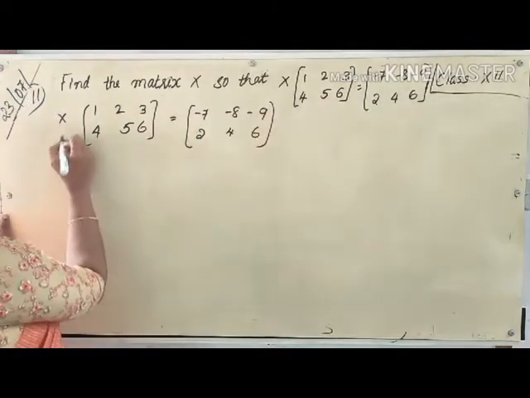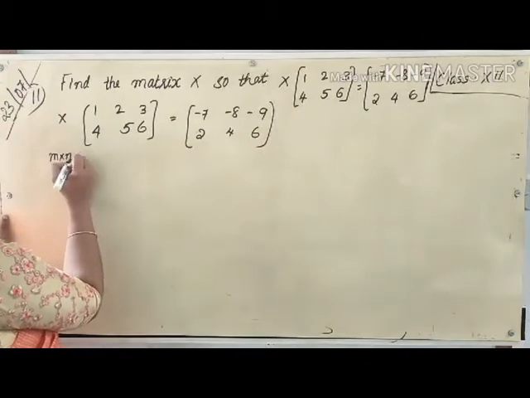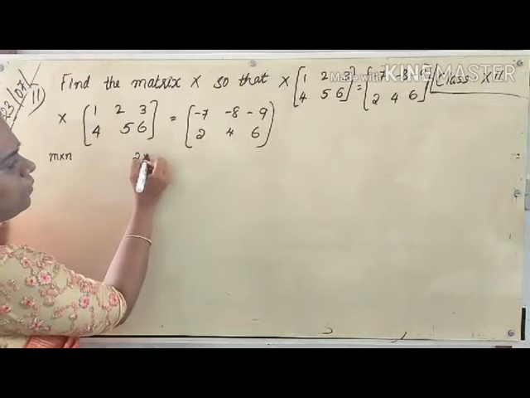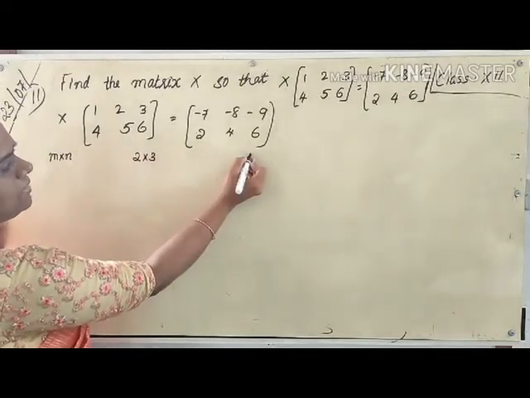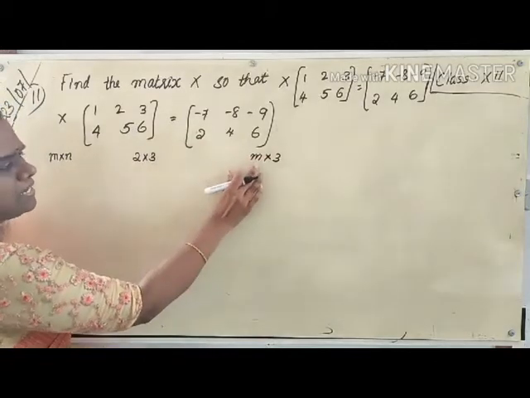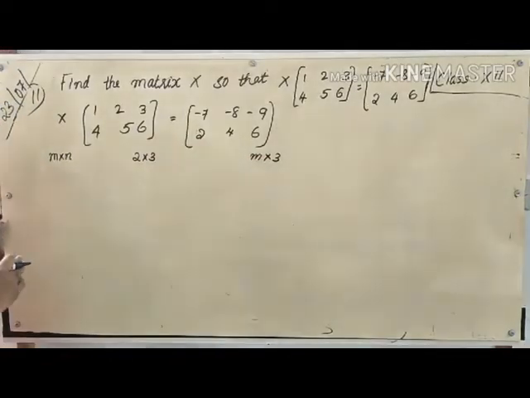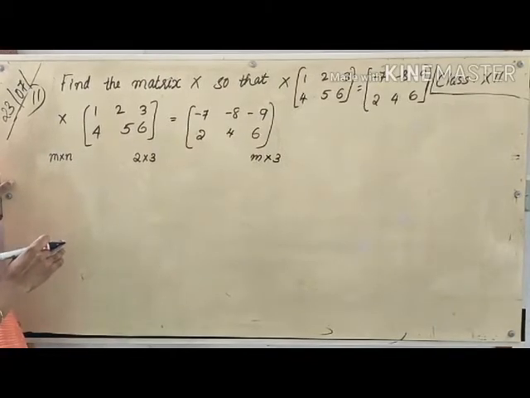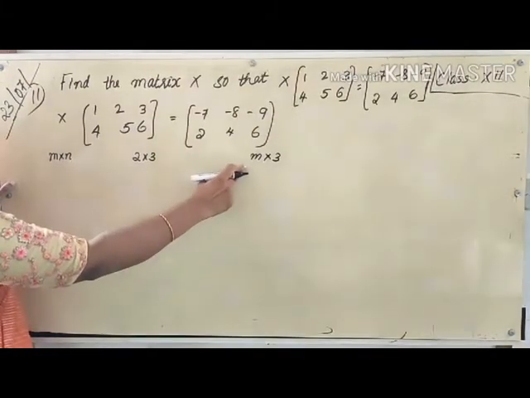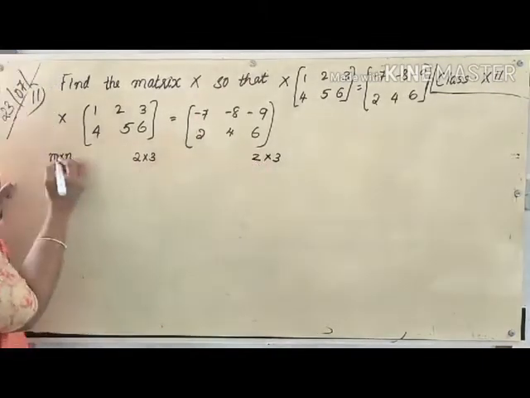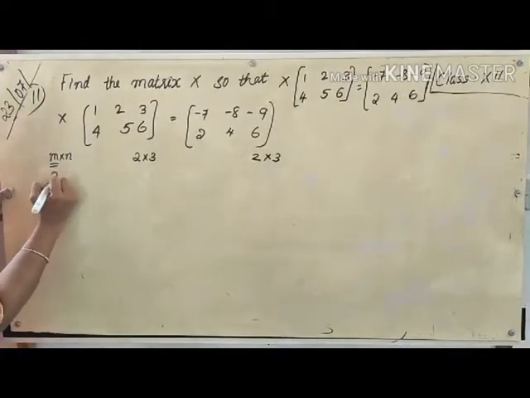And we suppose this matrix is in the order m by n. And here what is the order of this matrix? This matrix is in the order 2 by 3. Then the resultant matrix will be in the order m by 3. Isn't it? The resultant matrix will be in the order m by 3. Here what is m? M rows 2 by 3. So from that we can understand that m is equal to 2.